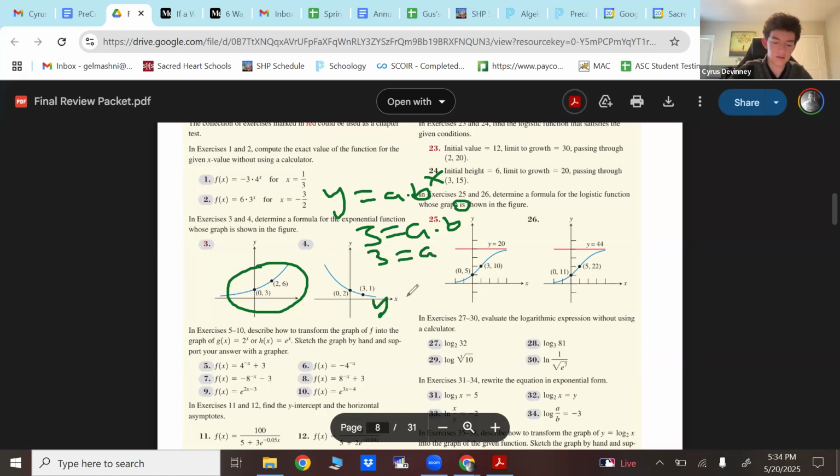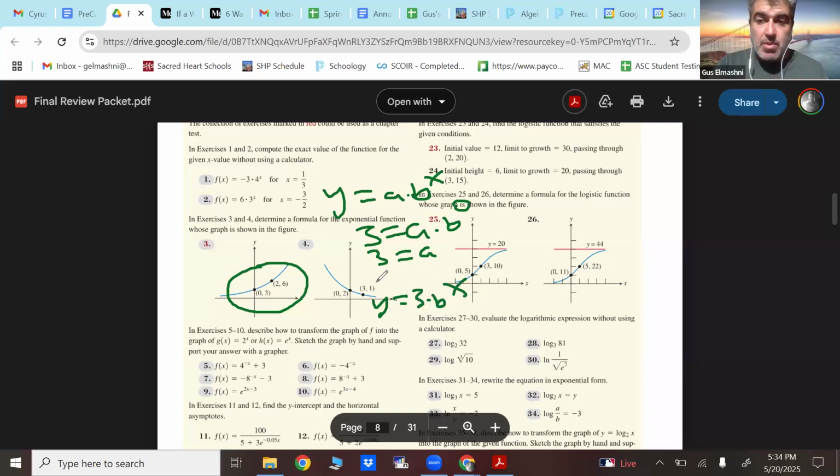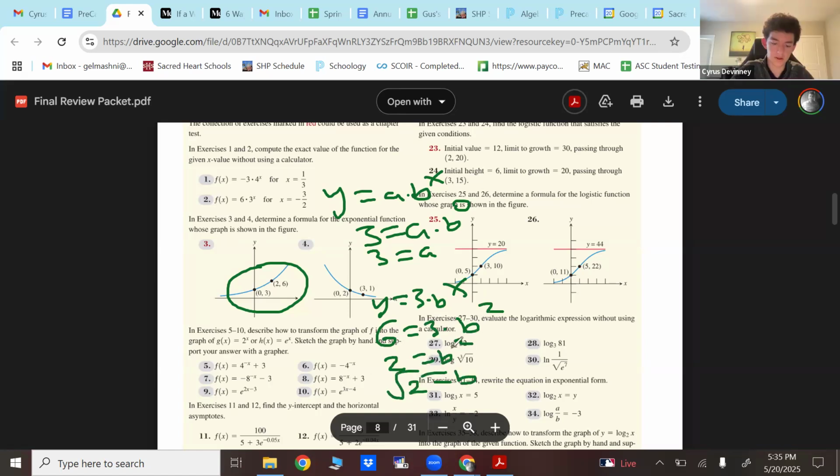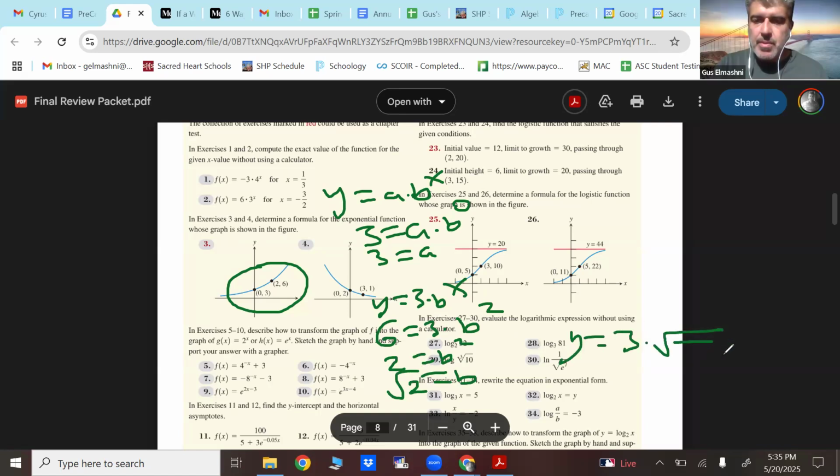Then, if we have y equals 3 times b to the x, you can plug in 6 for y and 2 for x and solve for b. So b is root 2. Okay, I see. So y equals 3 times root 2 raised to the x power. And that's your answer for that one. Hopefully that makes sense.